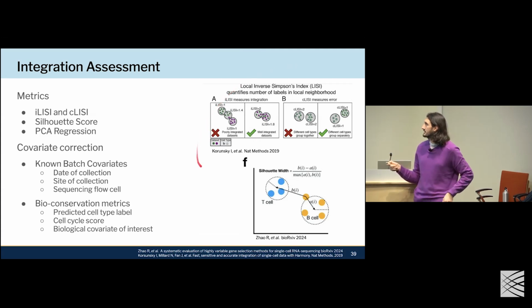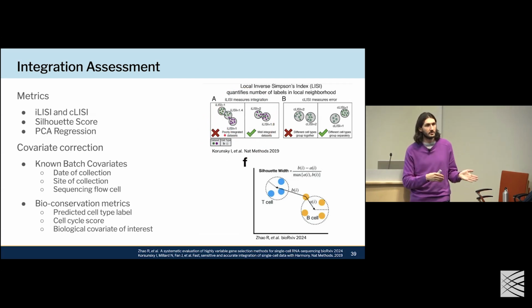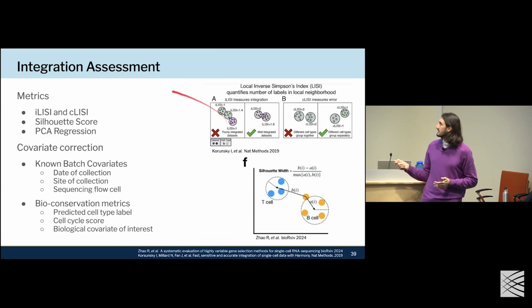There's the local inverse Simpson's index. We can compute it from the batch. So if we computed it with the batch variable, we want this variable to be very diverse. We want it to be very high. We want to find very heterogeneous neighborhoods in terms of batch within each cluster or within each cell. And we also want to find this C-LISI or the cell type LISI very low. We want this cell type heterogeneity to be very low.